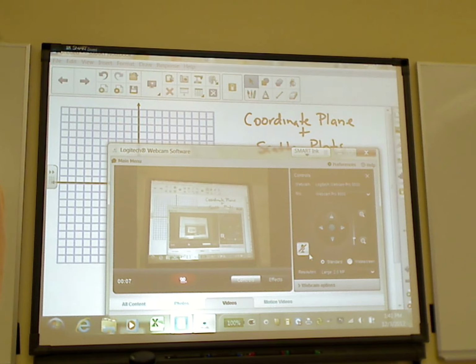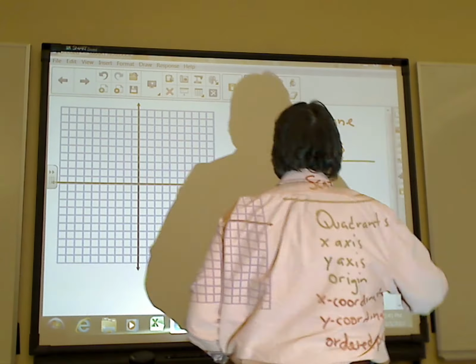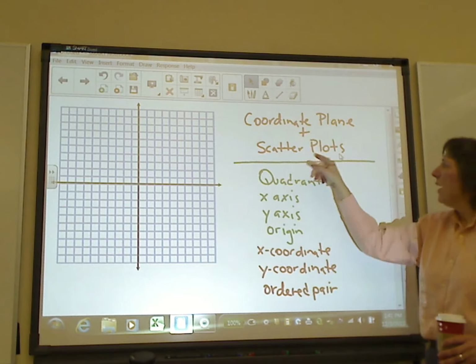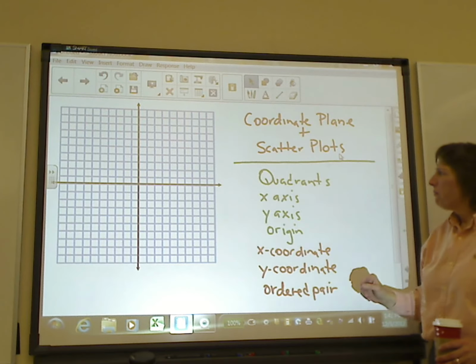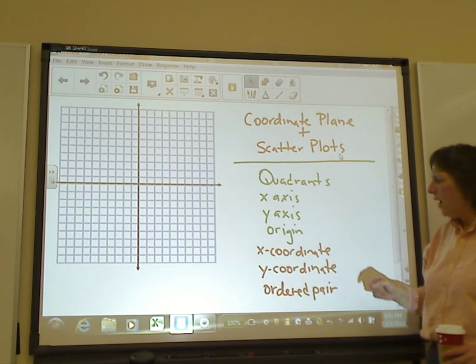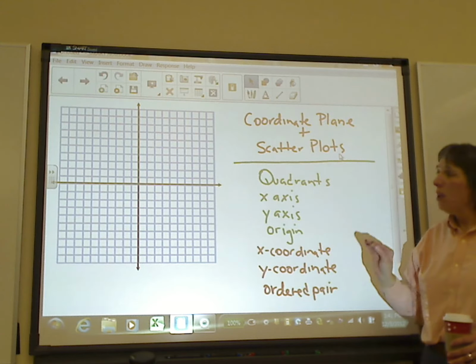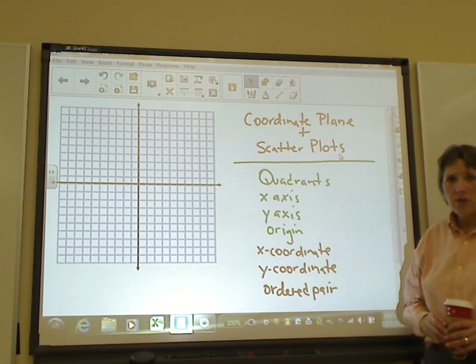What I want you to do is stop the video and write these terms down. The title of your notes is Coordinate Plane and Scatter Plots. Write down: quadrants, x-axis, y-axis, origin, x-coordinate, y-coordinate, and ordered pair. Stop the video because you need to know the definitions of all of these.